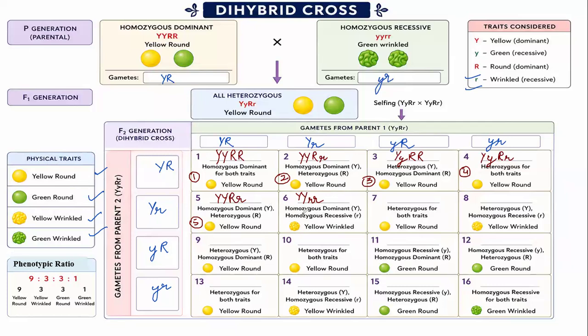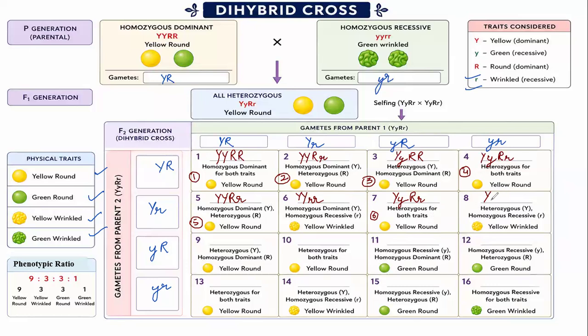I will put the numbering for yellow and wrinkled till later on, because these are all 3. These are 9. Yellow and round are 9. So that I'm marking first. Then heterozygous for both the traits. So what will you see here? Capital Y, small y, capital R, small r. Then comes the 8th one, that this is also yellow and round, and this is number 6, which is 5 and 6.